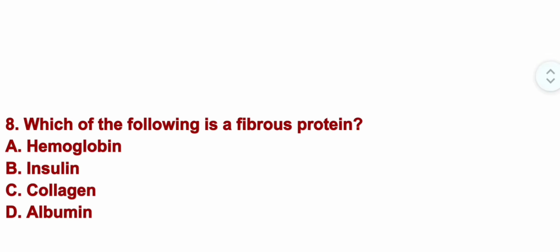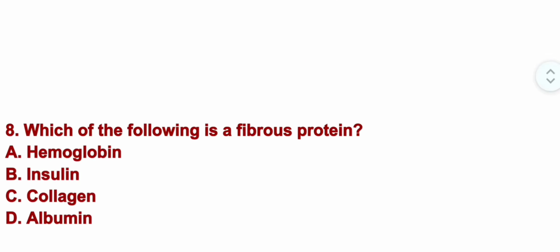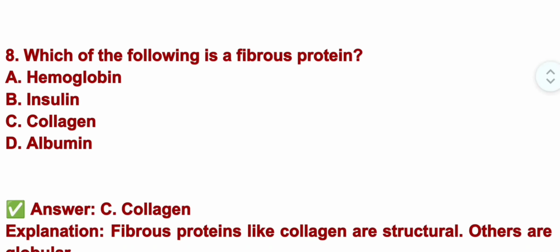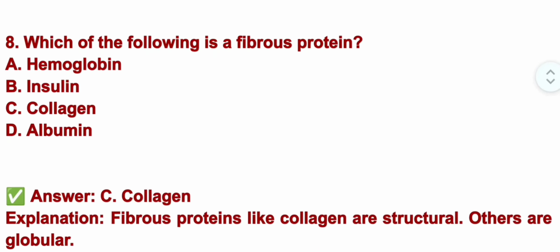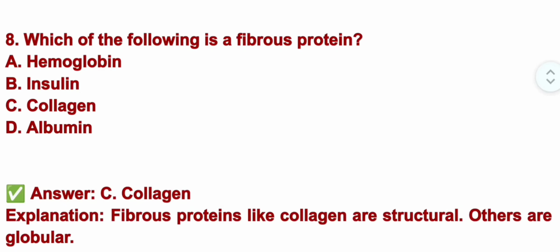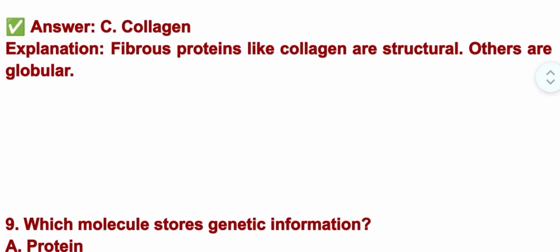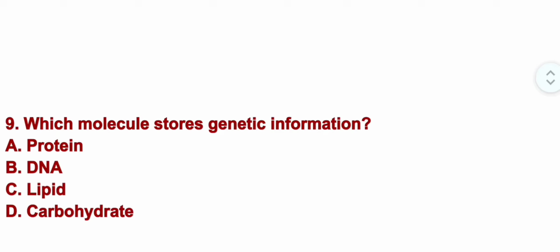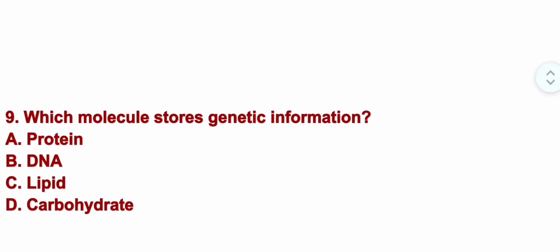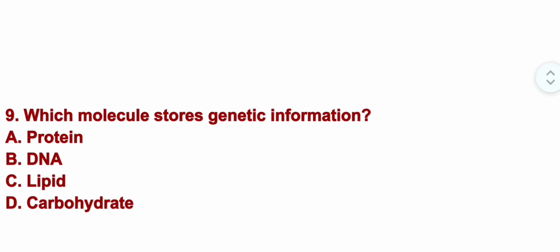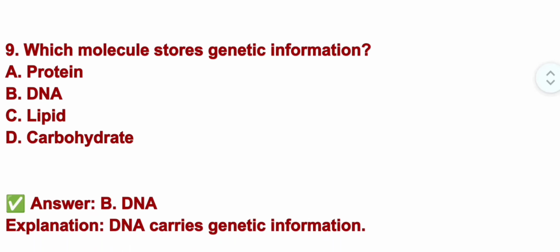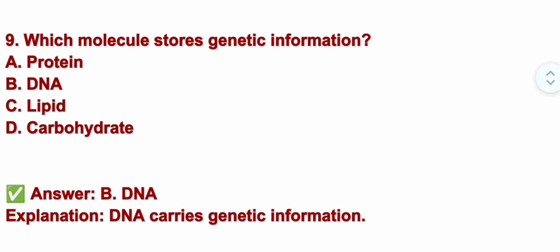Question number 8. Which of the following is a fibrous protein? The correct option is option C. Collagen. Fibrous proteins like collagen are structural, others are globular. Question number 9. Which molecule stores genetic information? The correct option is option B. DNA. DNA carries genetic information.